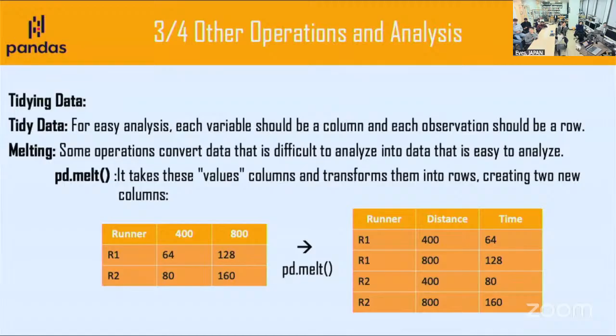Okay? So how can we do that? With melt. Melt is a really good library. So you can say you have this data: runners, and this is the meters, and this is the time. So runner one for 400 meters, 64 seconds. But this is a little bit hard to analyze because the 400 and 800 are in the head, right? So you don't want to have that in the head.